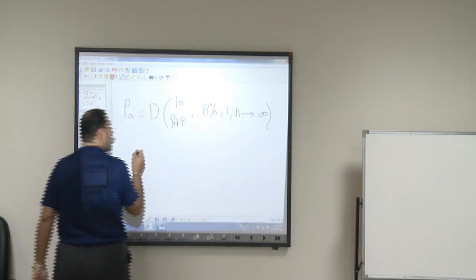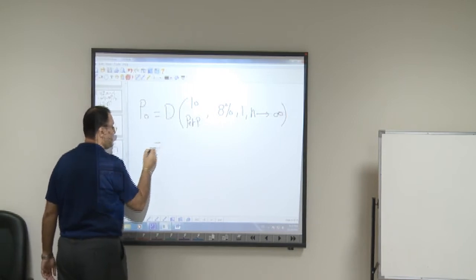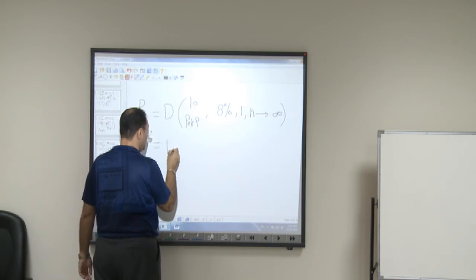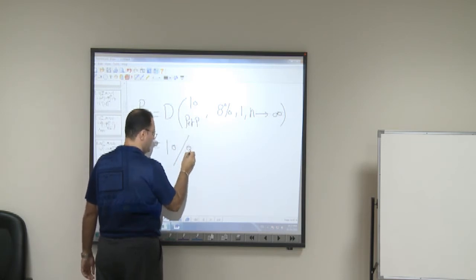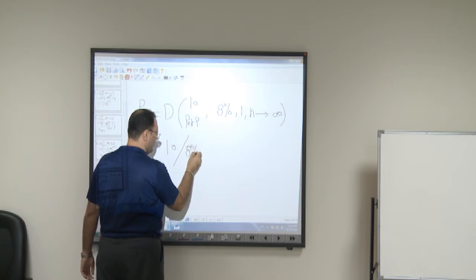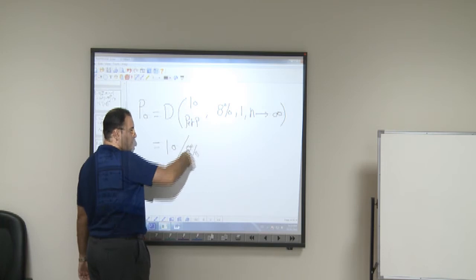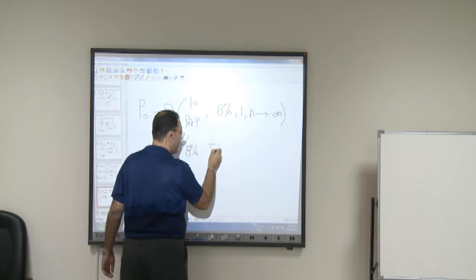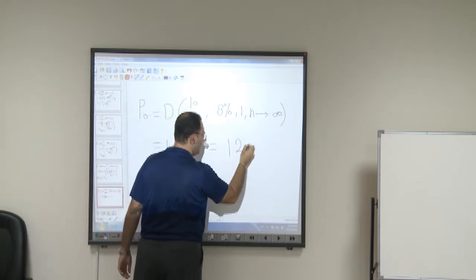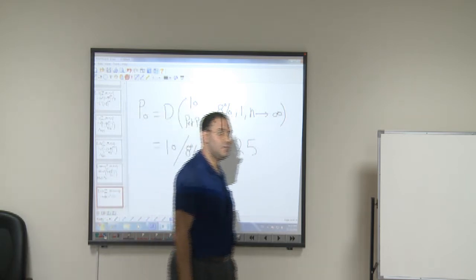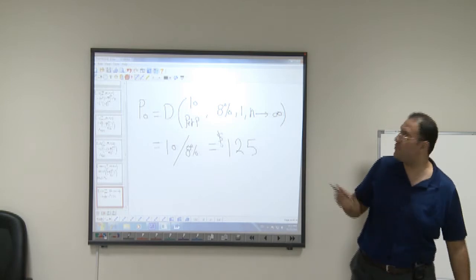So the answer is going to be how much? This is going to be 10 over 8% over M, which is over 1. 10 over 8%. And the answer is going to be, of course, the very handsome $125, right? You got it? So this is how we do a perpetuity.